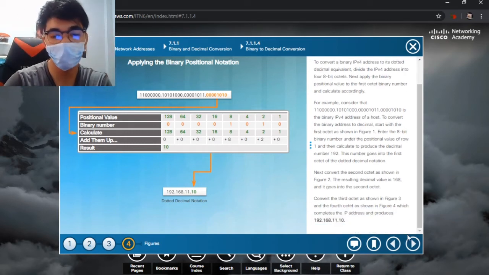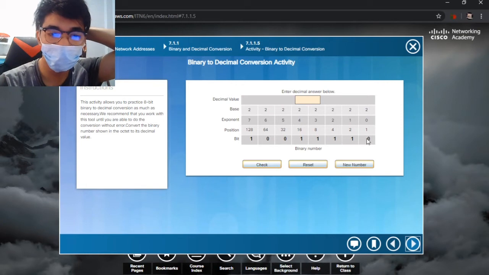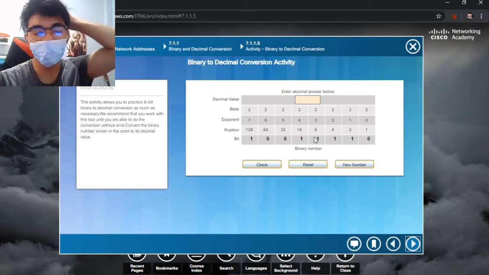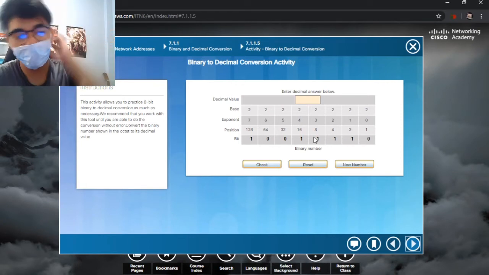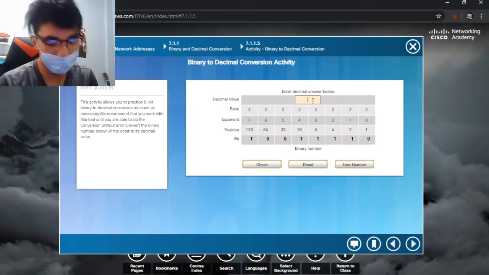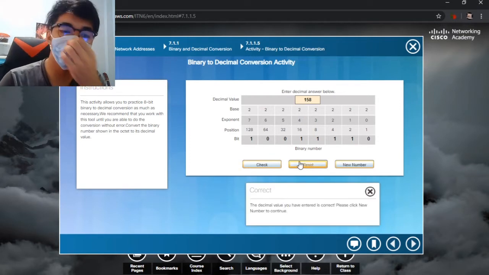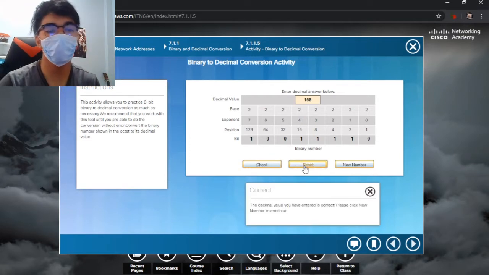So let's proceed. Then as you can see in here, 128 is up, 16 is up, 8 is up, 4 is up, and 2. The 2, 4, 8, it will be 14, then 30, 158. That's 158. Then let's check. As you can see, our answer is correct, and that is pretty easy. Then let's proceed to another activity.